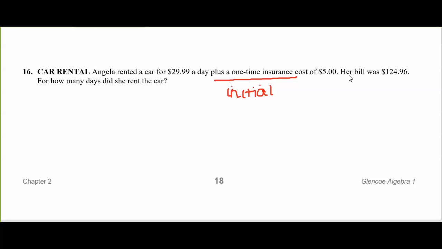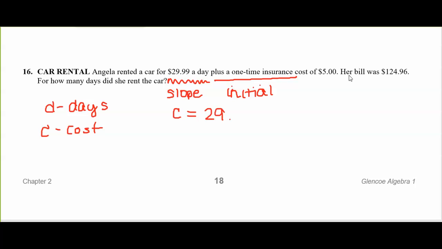Cost per day is a repeating cost. A word for cost per day or repeating is slope. So we're going to say that variable D is days, and that C is cost. And we want to know what was her cost based on number of days. So we're going to create an equation that represents cost per day plus initial fees.